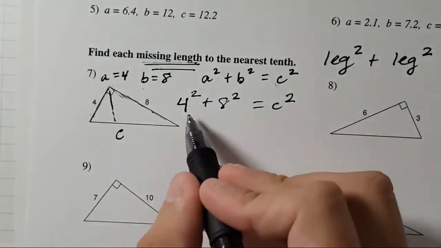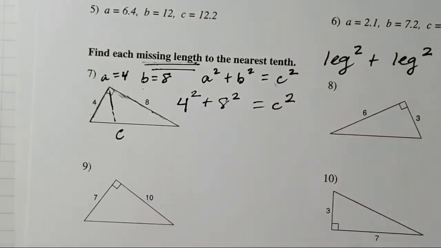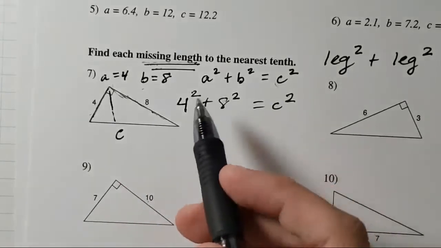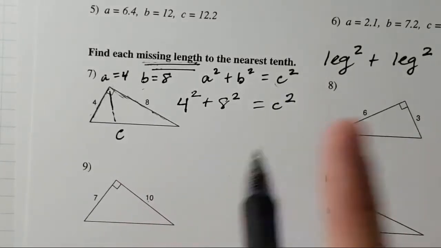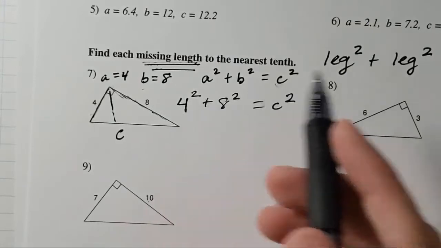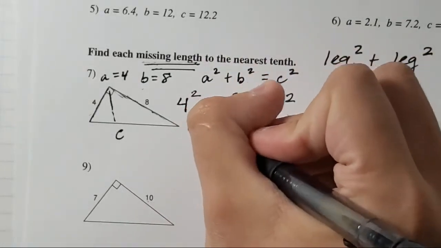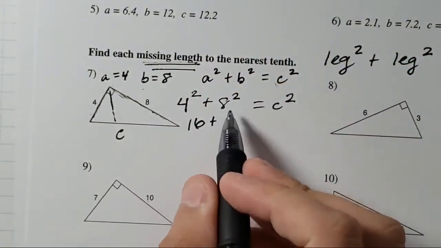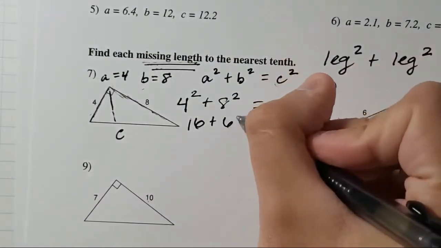Now 4 squared is 4 times 4. Some of you guys are still making the 4 times 2 mistake. This is not 4 times 2, guys. Think back to the exponent stuff we did. Thing squared is thing times thing. So 4 squared is 4 times 4, which is 16, plus 8 times 8, which is 8 squared, is 64.